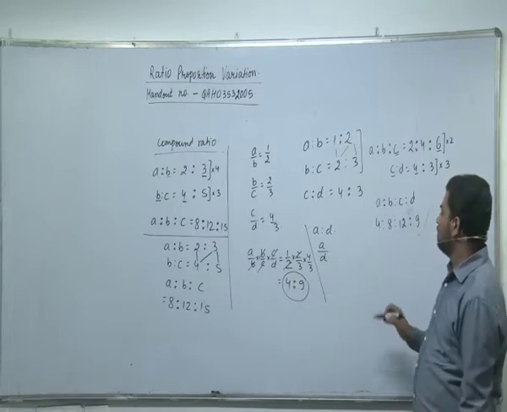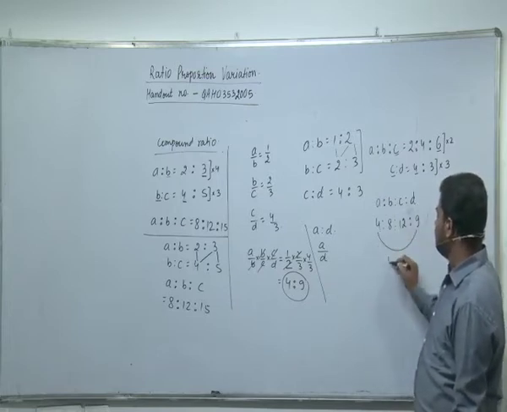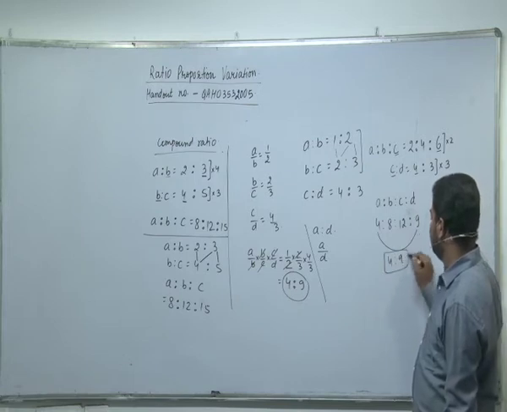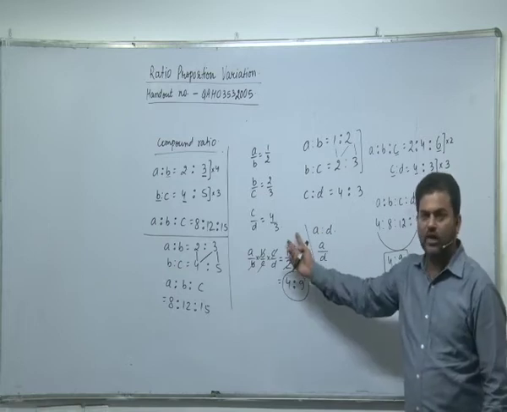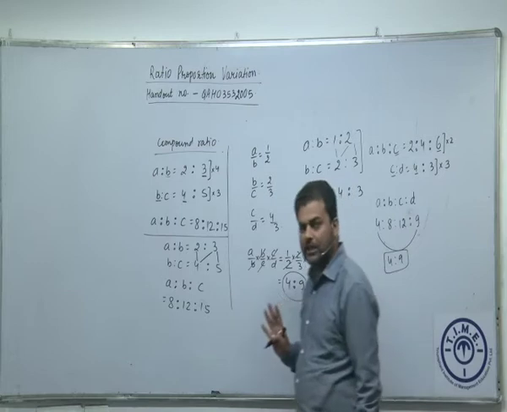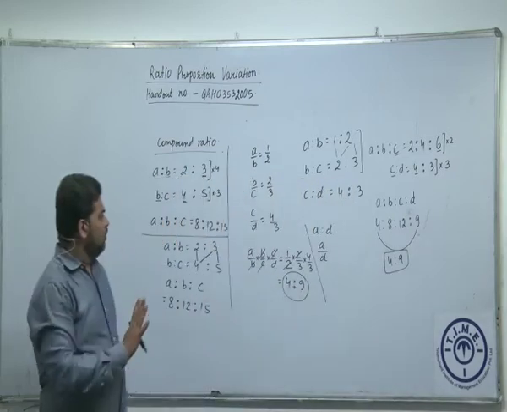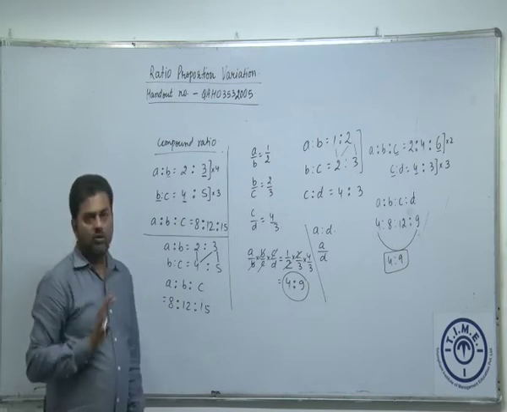So the question was asking for A is to D. So what is A is to D? A is to D is 4 is to 9, right? So we can use that concept, but by using this, we have got our answer very easily and fast. Okay? I hope this point is clear. So this was the end of the segment about compound ratio. The next segment is about proportion.